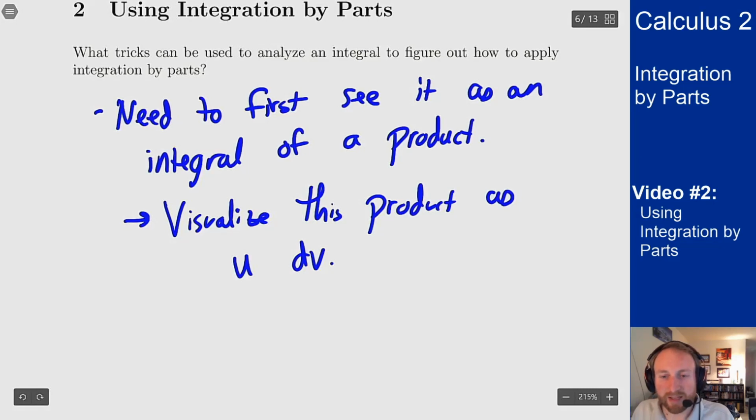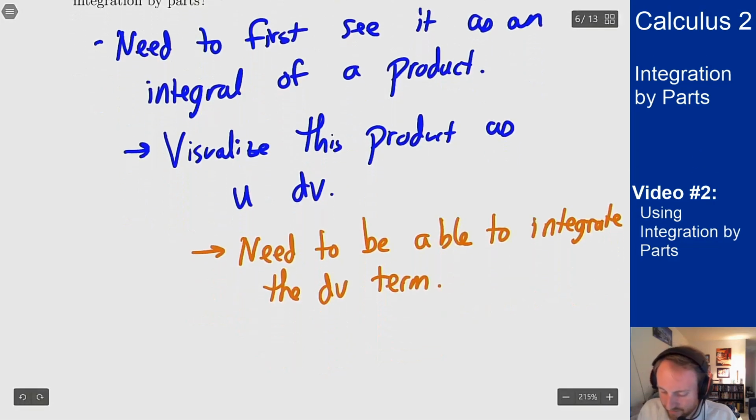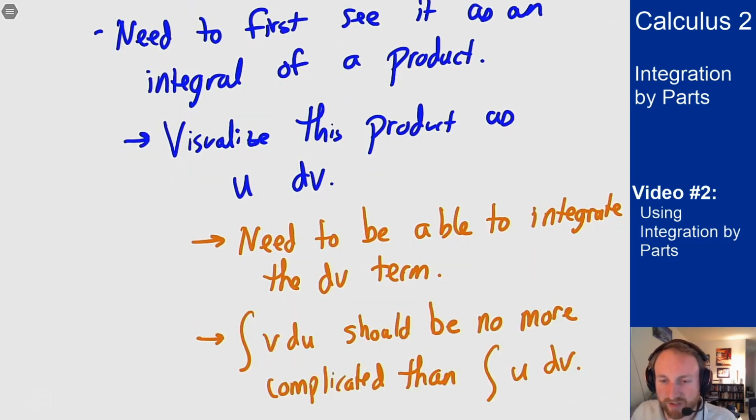And what are the key points here? Well, we need to be able to integrate directly the dv term. Right, I need to know what the function v is from dv to be able to solve this problem. So if I can't directly integrate that term, it's not a good choice for dv. The second half of this is ideally when you go to then the v du integral, that should be simpler than the one you started with. I'll switch it to saying no more complicated because there's an example that we'll do in the next video that illustrates this point. But you want to seem like you're making some sort of progress towards your answer, that somehow the new integral you get is easier than the one before it.